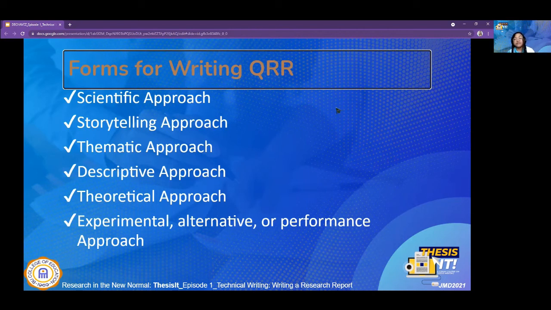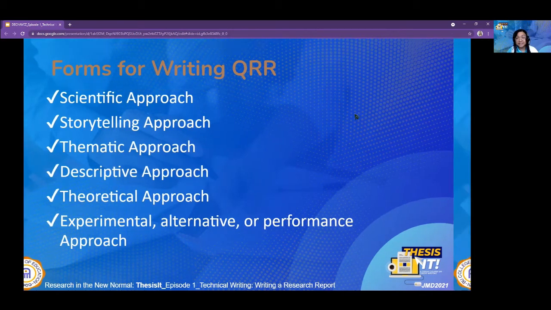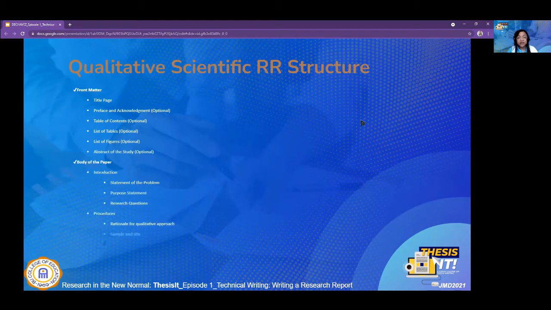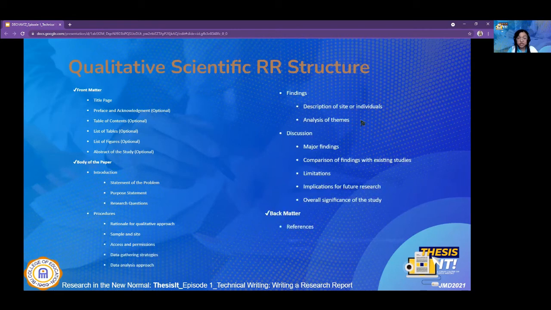So although qualitative reports vary from the traditional scientific approach, we could also see that both of them include detailed procedures of inquiry. So the same in qualitative and quantitative, they need to report the findings of their study. So what is the usual structure of a qualitative scientific research report? This is the common structure. You have your title page for the front matter. You have your preface and acknowledgement, the table of contents.